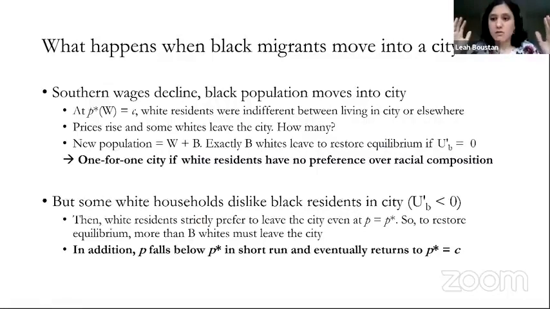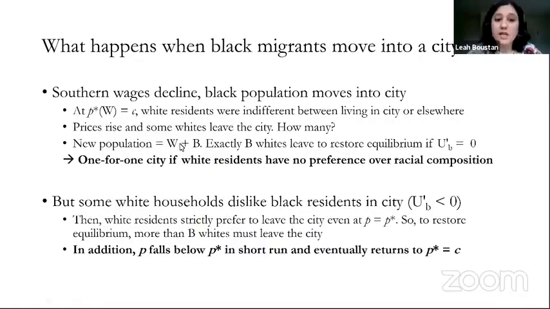So, or the marginal white resident was indifferent. So now we have a perturbation of that equilibrium with new migration moving in, and that will, in the short run, increase prices. And so some whites will leave the city for that reason. How many whites are leaving the city when you have B new Black migrants moving in?